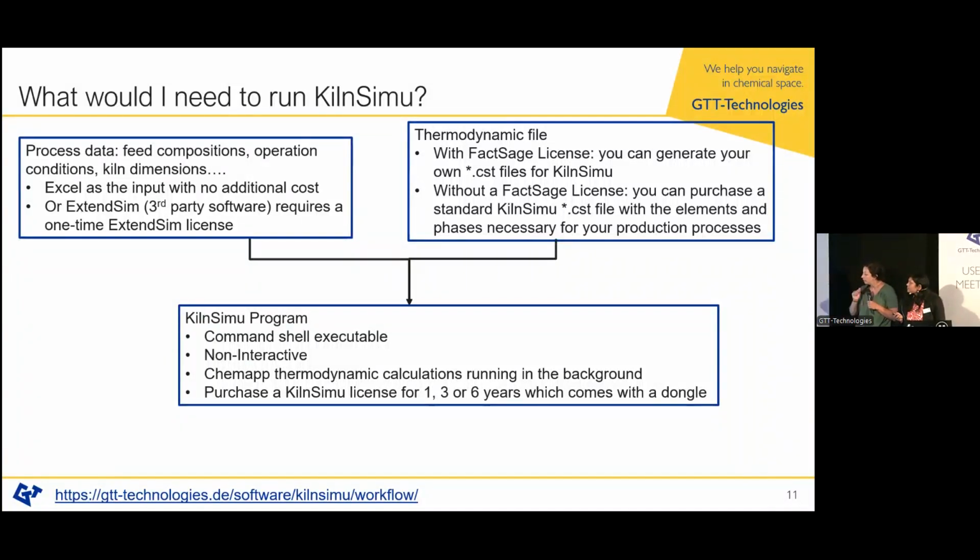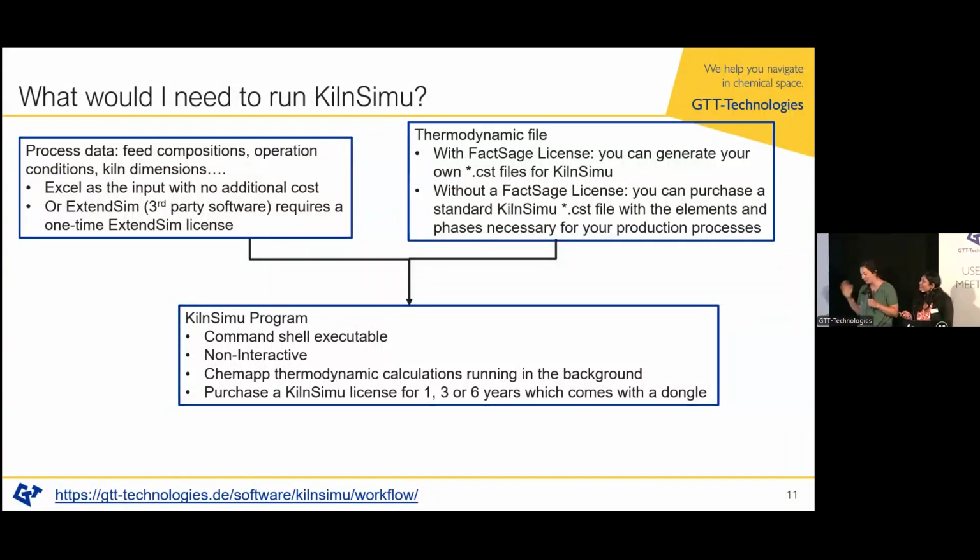Then you need a KilnSimu license. The KilnSimu license allows you to put in the process data, and it runs the command shell executable, which is not interactive and uses ChemApp in the background, but this is all included in the KilnSimu license. The Excel comes with the KilnSimu license at no additional cost. Some people prefer the Excel. I don't, but that's fine. I ran it with the Excel when I was a customer of GTT, but now I prefer the ExtendSim version. But ExtendSim is a third-party software.